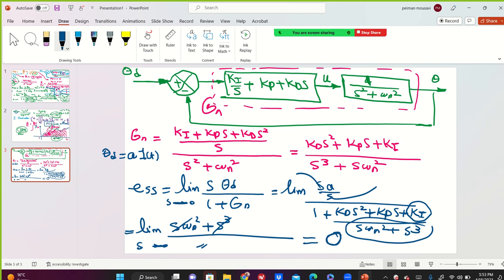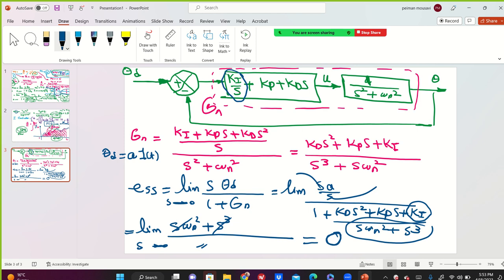See what I'm doing? Yes? So we change the steady state error signal to 0 mathematically by adding the I controller, by adding this term. Everybody understand? Yes? Great.